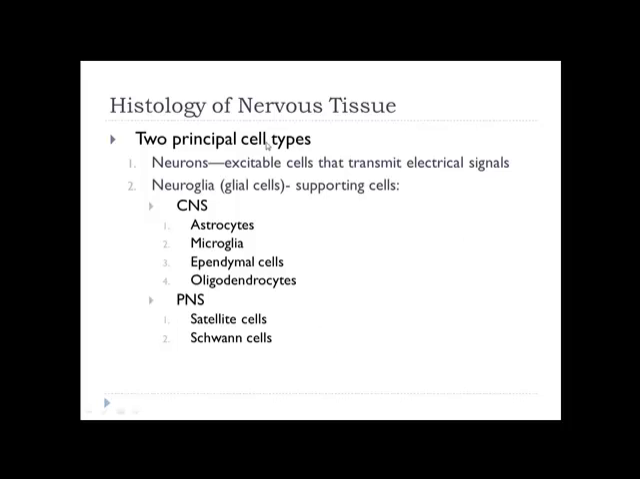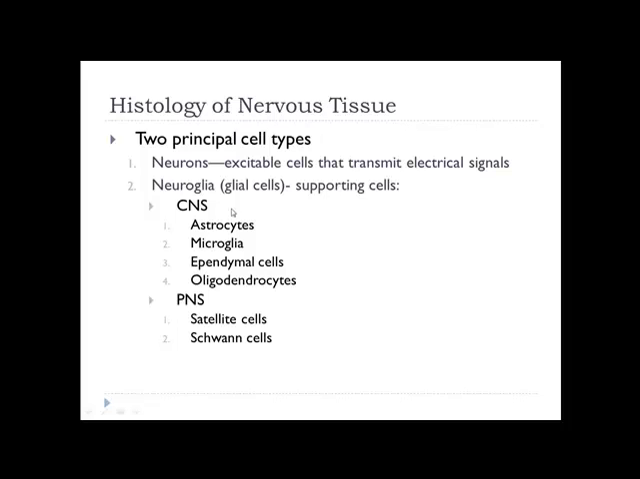Okay, with the histology of the nervous system, we're going to have a couple different things going on. We're going to have neurons and we're going to have neuroglia. When you think of nerves, neurons are the cells that make up our nerves. They're the cells that are excitable, and they send electrical signals. So they will send information from one area to the next.